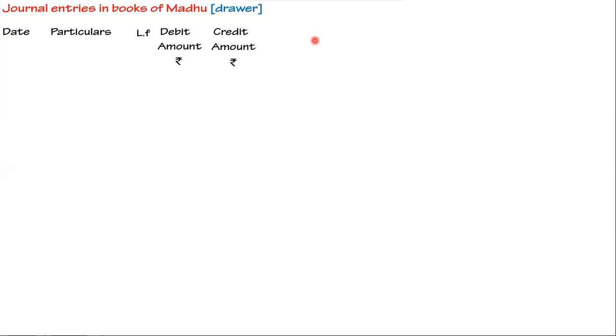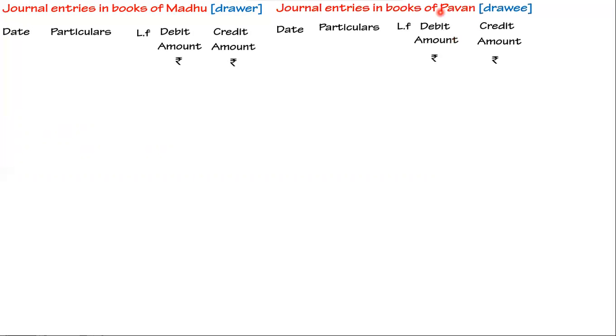So also we are required to pass journal entries in books of buyer. So here is the format for journal entries in books of buyer. The format for journal entries is the same: date, particulars, LF, which stands for ledger folio, debit amount rupees, credit amount rupees, and here the heading will be taken as journal entries in books of Pawan. In brackets we'll be writing it as drawee. So here Madhu, he is the seller of the goods, he will be also called as drawer, and Pawan, he is buyer of the goods, he is also called as drawee.